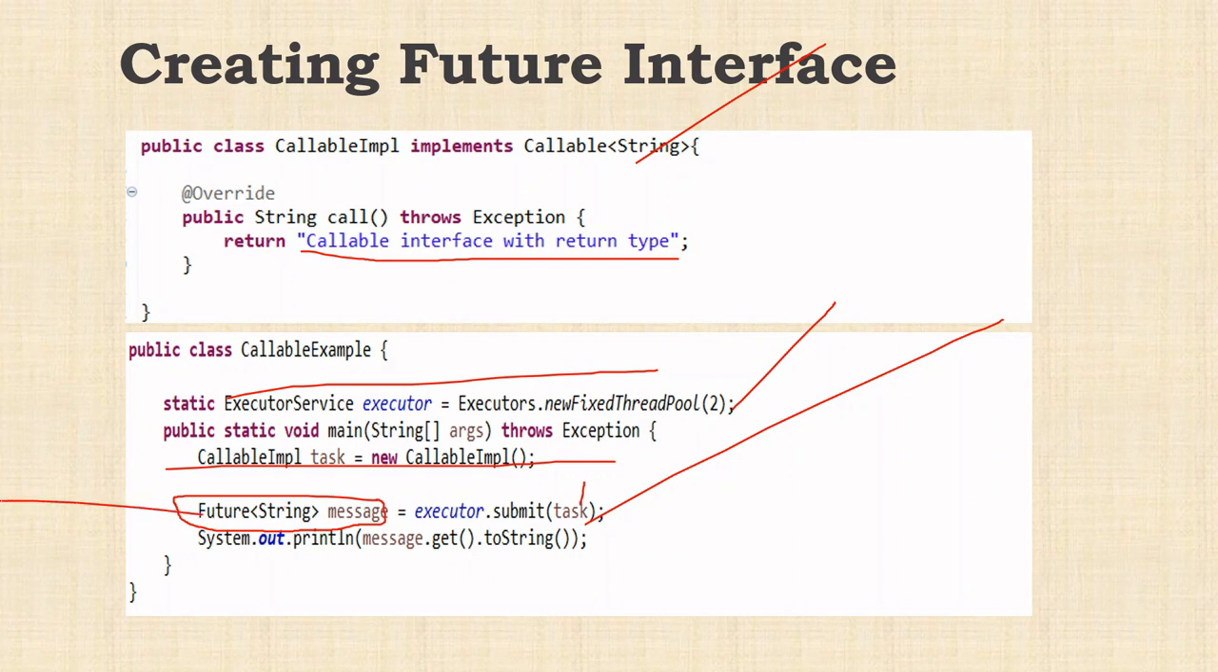The type of our reference variable message is Future. So we can get this value with the help of message.get().toString(). That means we are fetching the string value. Message.get is a method of the Future interface to fetch the result of your future. So let's move to the next topic, CompletableFuture.